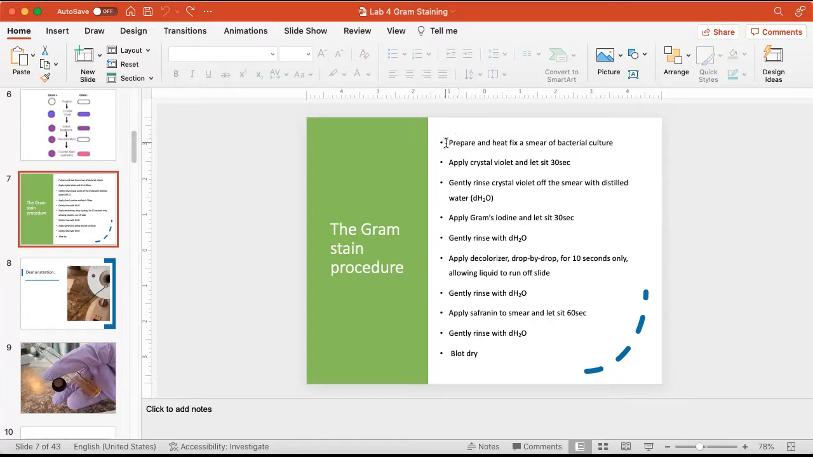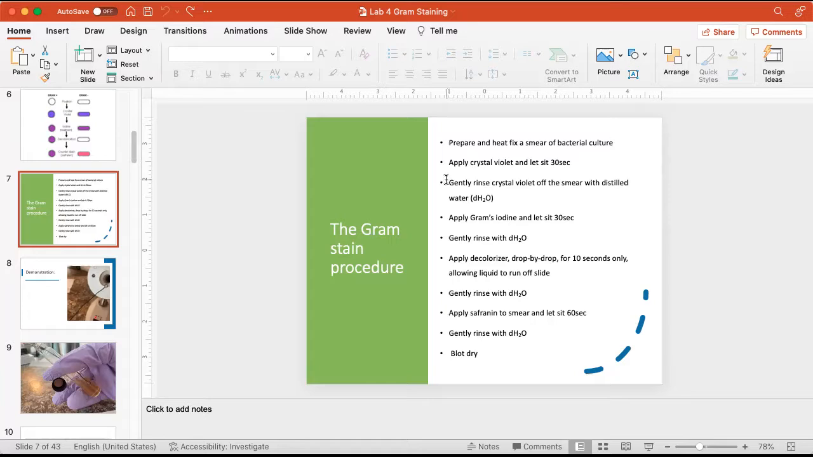First thing we have to do is prepare and heat fix a smear. So we're going to spread out our cells, we're going to let them dry, and then we're going to use heat to help them adhere to the microscope slide. We're going to apply crystal violet over the smear and let it sit for 30 seconds. That's long enough for the crystal violet to stain the cell wall.